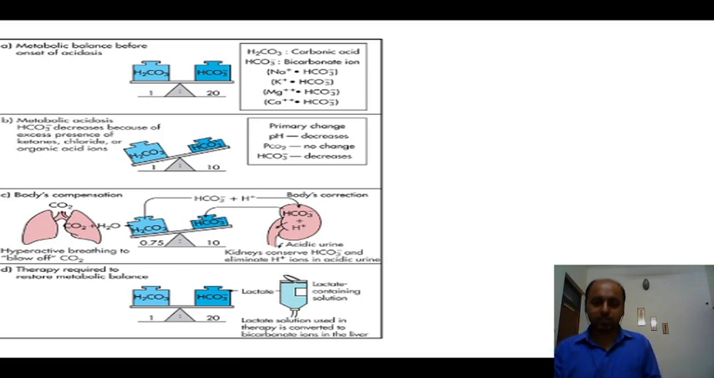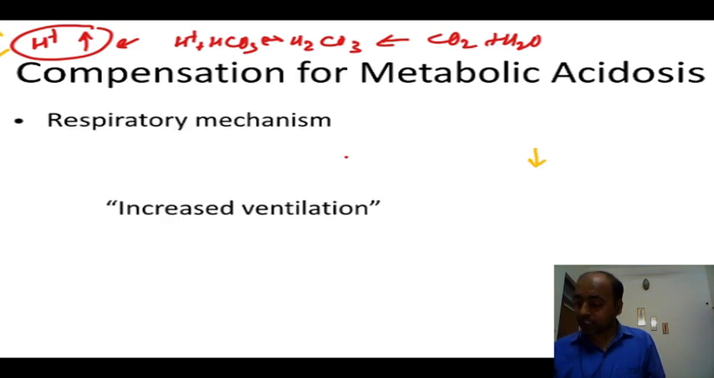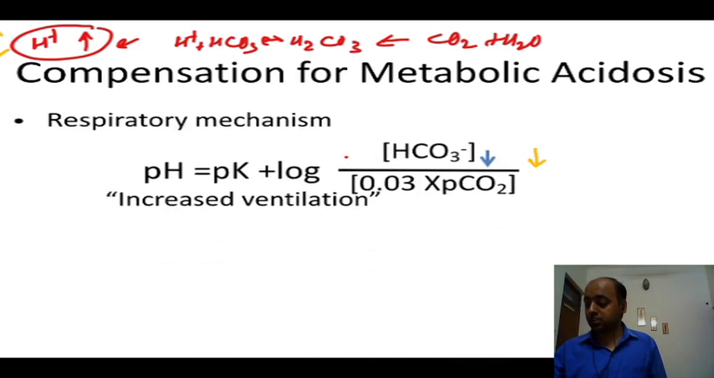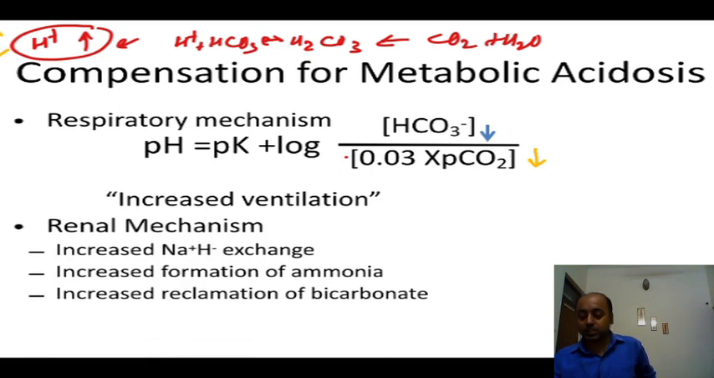So I hope this picture makes it more clear why we require increased ventilation: to decrease the denominator and restore the ratio between bicarbonate and the H plus concentration. The renal mechanism also acts, but it has a limited role.